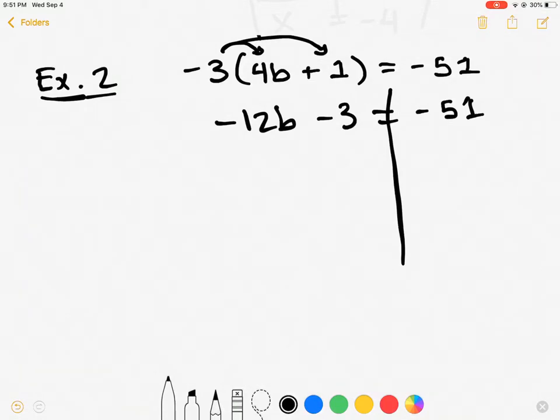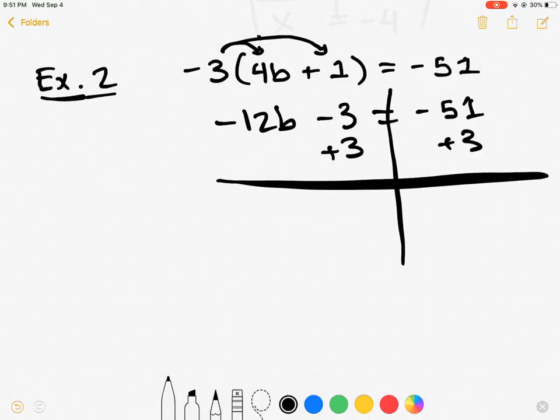After that, we can again isolate b and eliminate our constant on the left side. Add 3 to both sides. You're left with negative 12b on the left. On the right, you've got negative 48.